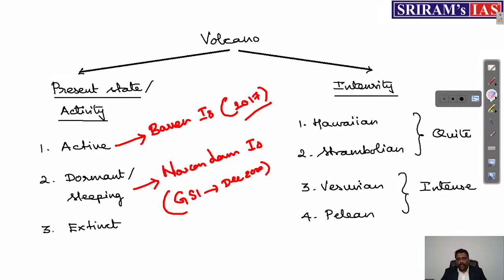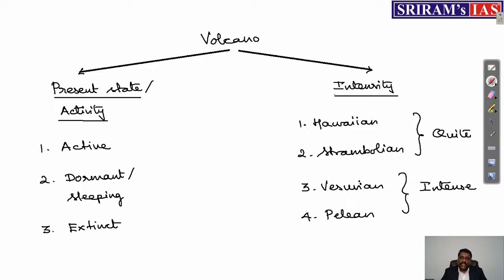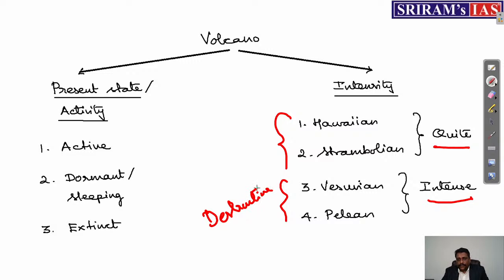Now, volcanoes can also be classified based on intensity. Intensity in a sense, how intense is the volcanic activity? How intensely, say for example, violently the magma is rising. In that way, we differentiate between quiet type versus intense type. Intense type, we find along destructive plate boundaries, right? Whereas quiet type, we find along constructive plate boundaries.